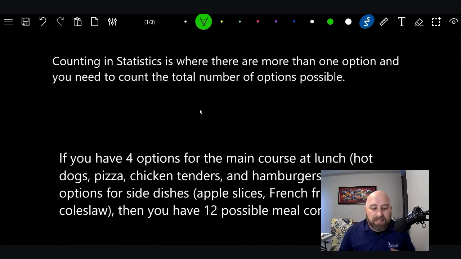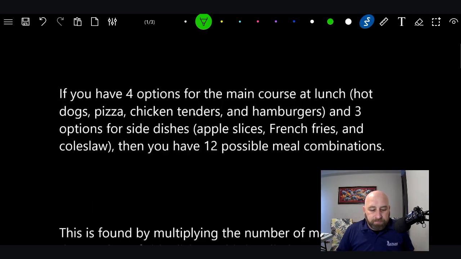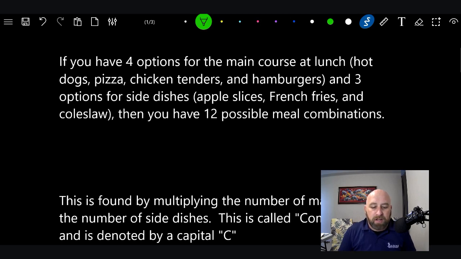Counting in statistics is where there is more than one option and you need to count the total number of options possible. Okay, so what do I mean by that? Well, here's an example. If you have 4 options for the main course at lunch, you can pick from hot dogs, pizza, chicken tenders, and hamburgers. Those are your 4 options for lunch. And you also get to choose from side items. So you could choose from apple slices, French fries, and coleslaw. Those are your 3 side items. Well, you have 12 possible meal combinations.